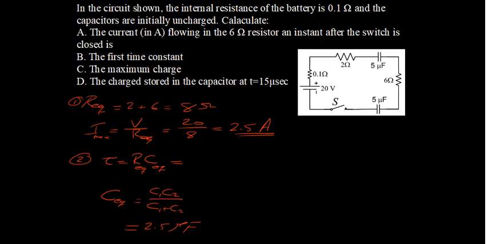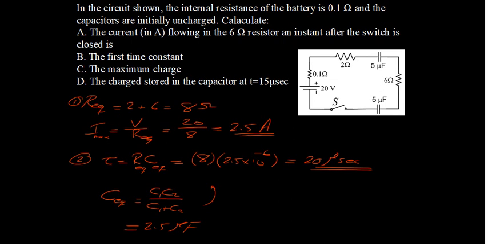So we can go back now here and say, I have 8 ohm times 2.5 times 10 to the power minus 6, and this will give me back my 20 microseconds as the first time constant for this circuit.